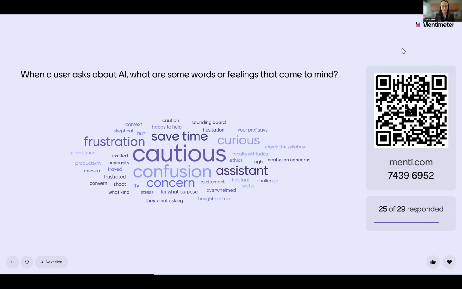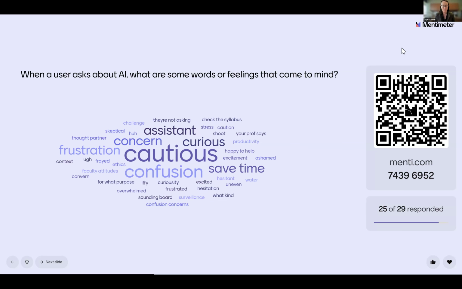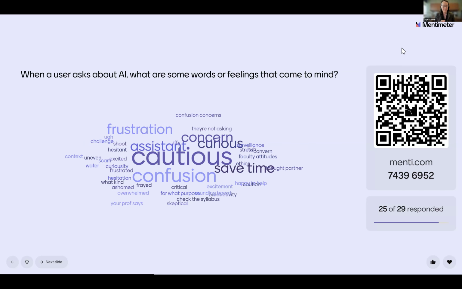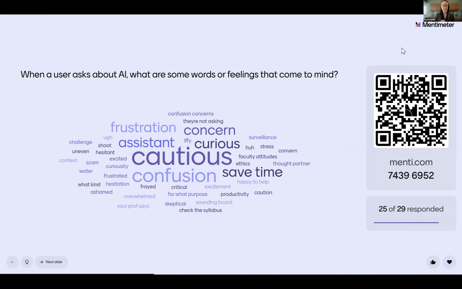But lots of really good ones: hesitant, hesitation, happy to help, a sounding board. People are not asking, which is interesting. So definitely different in different contexts at different campuses. Surveillance, yeah, nice. Go to what your professor says. Yeah, overwhelmed. Ashamed is interesting.